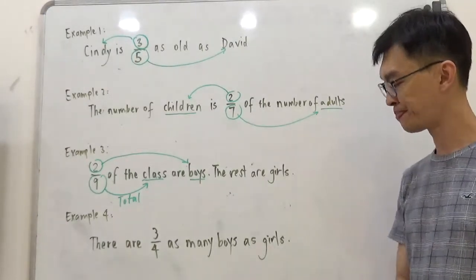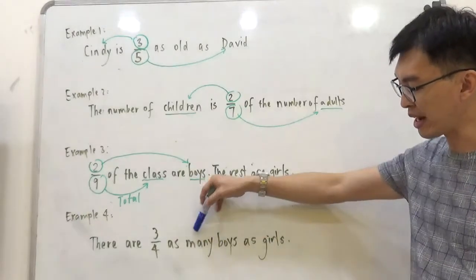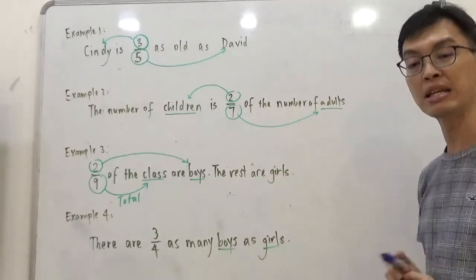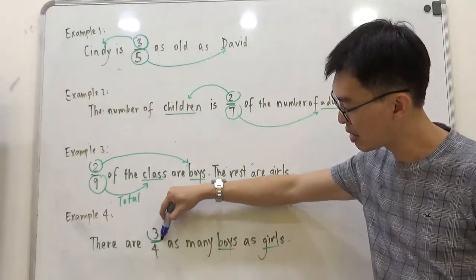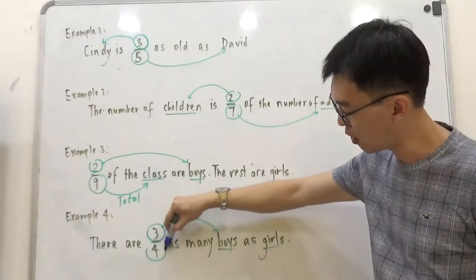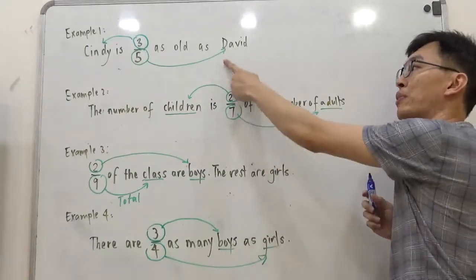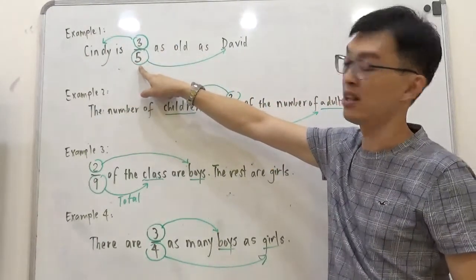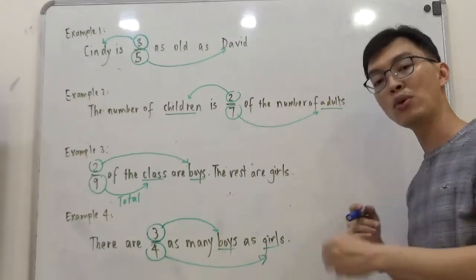Now to the last one. Now this one is a different one. There are 3/4 as many boys as girls. Now we have boys, we have girls. Boys is in position 1, girls is in position 2. So that also means the numerator points to the one in position 1 and 4 points to the one in position 2. So it's kind of similar to what we have here. You see? The numerator points to position 1 and the denominator points to position 2. So these are the basics to understanding word problems.